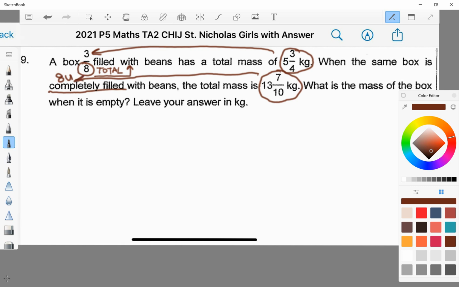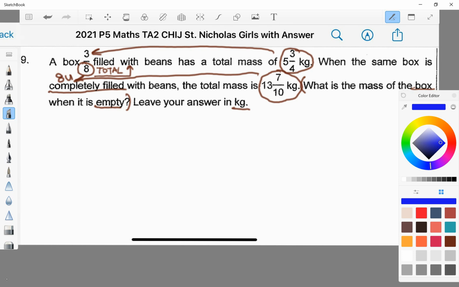Okay, mixed number. So what does the question want from us? They want us to find out what is the mass of the box when it's empty. So we want the mass of the empty box, just the box itself. And they have instructed us to leave the answer in kg, in kilograms. So having done the basic annotations, let's get right down to the highlighters.